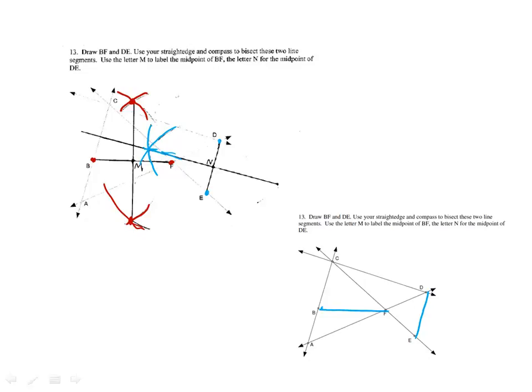And then it just gives you instructions. You use the letter M to label the midpoint of BF. You see that is right here, and N for the midpoint of DE. Alright, so there you have it.